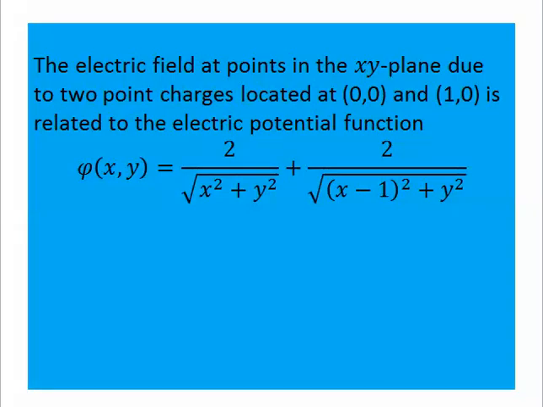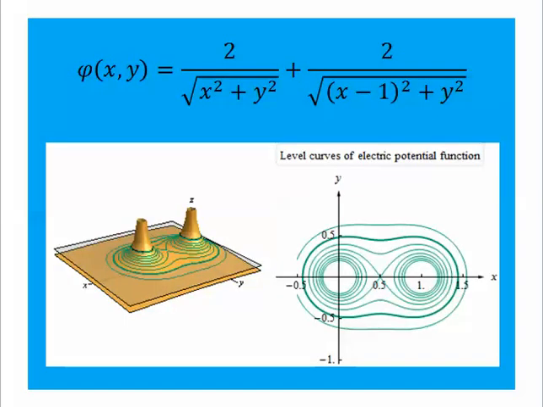How about this electric potential function? First, notice that the domain is all values except 0, 0 and 1, 0. This is its surface and its level curves. Notice the absence at 0, 0 and 1, 0.